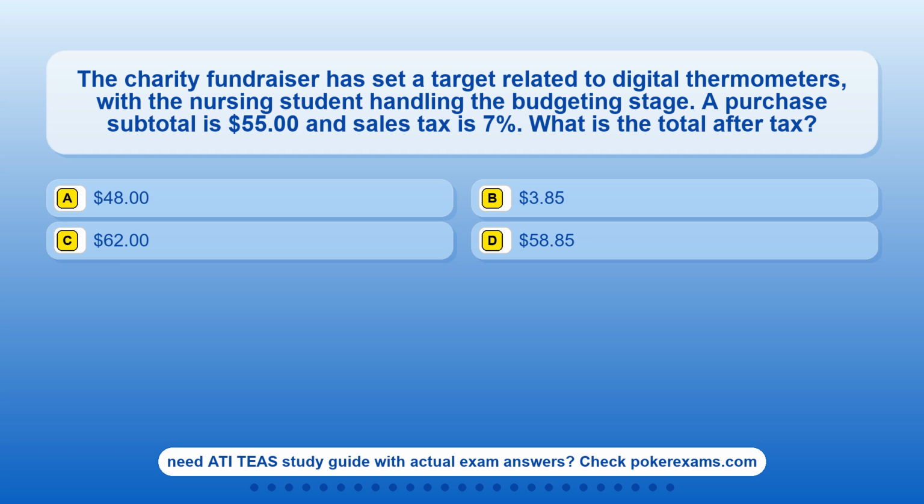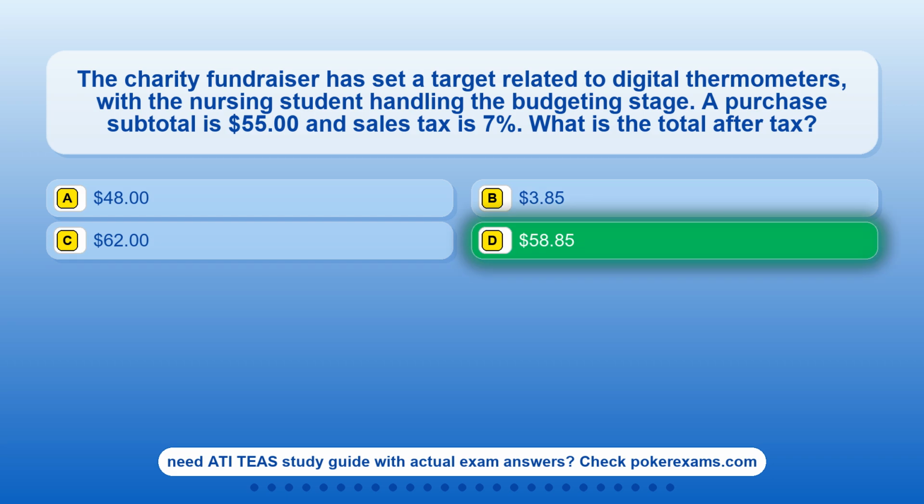Question 19. The charity fundraiser has set a target related to digital thermometers, with the nursing student handling the budgeting stage. A purchase subtotal is $55 and sales tax is 7%. What is the total after tax? Option A, $48. Option B, $3.85. Option C, $62. Option D, $58.85. The correct answer is option D, $58.85.